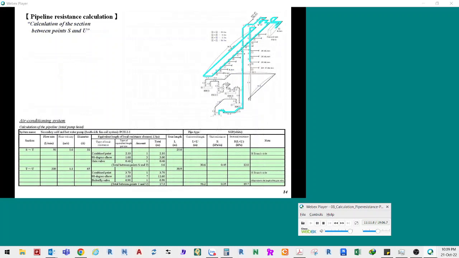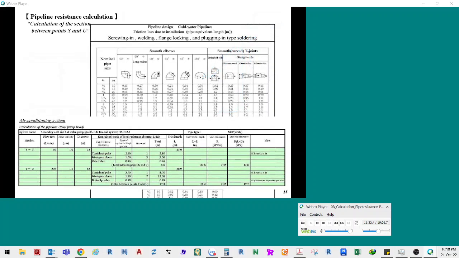A similar calculation can be used for equivalent lengths of T-joints following the first one. Explanation for them is left out. The resistance of this section between points S and U can be calculated as shown in the table. Determine the equivalent length in accordance with the method as shown before.